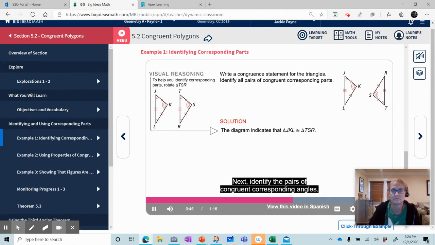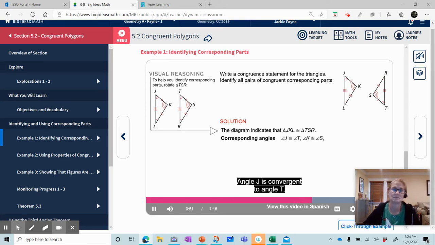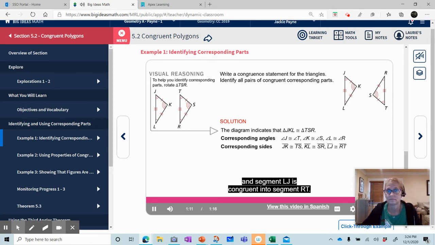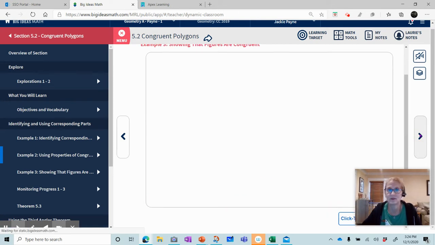Next, identify the pairs of congruent corresponding angles. Angle J is congruent to angle T, angle K is congruent to angle S, and angle L is congruent to angle R. Now identify the pairs of congruent corresponding sides. Segment JK is congruent to segment TS, segment KL is congruent to segment SR, and segment LJ is congruent to segment RT. So you can see, either by rotating and looking at the same location, or according to the tick marks, both ways you can do that.